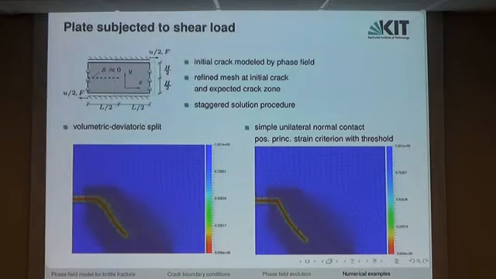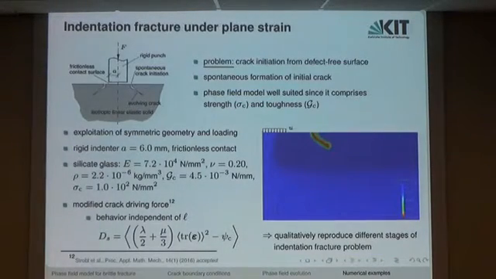I will also skip this benchmark and will continue with this non-standard problem of fracture mechanics, an indentation fracture problem here under plane strain conditions. A flat rigid punch is pressed against a flat surface block of brittle material, and an initial crack occurs some distance outside of the frictionless contact zone, and this happens spontaneously. The important point here is that the initial crack starts from a defect-free surface, so the position of this initial crack is not triggered somehow.